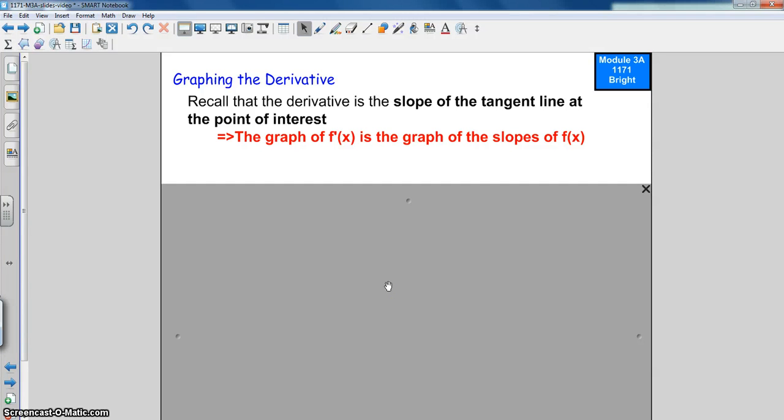Alright, we've been studying the derivative at a point, and now what we want to do is obtain the graph of a derivative in general, so for all domain values if possible. We begin this by recalling that the derivative is the slope of the tangent lines at a point. So really we're saying the graph of f prime, the derivative of f, is just the graph of the slopes of the original function.